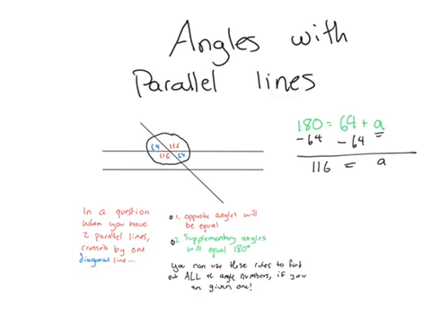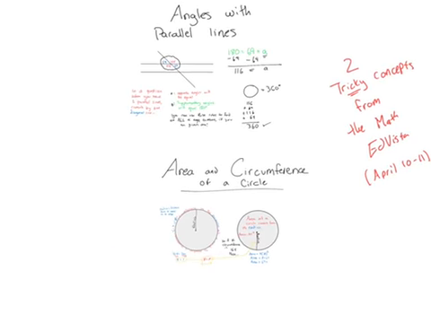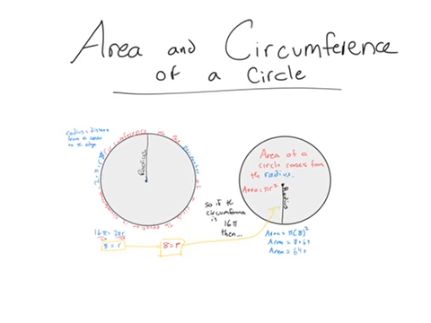You can, of course, check to make sure that you're correct, because all the way around a circle should equal 360 degrees. So 116 plus 64 plus 116 plus 64 equals 360. So we're correct. Okay, let's move on to area and circumference of a circle.